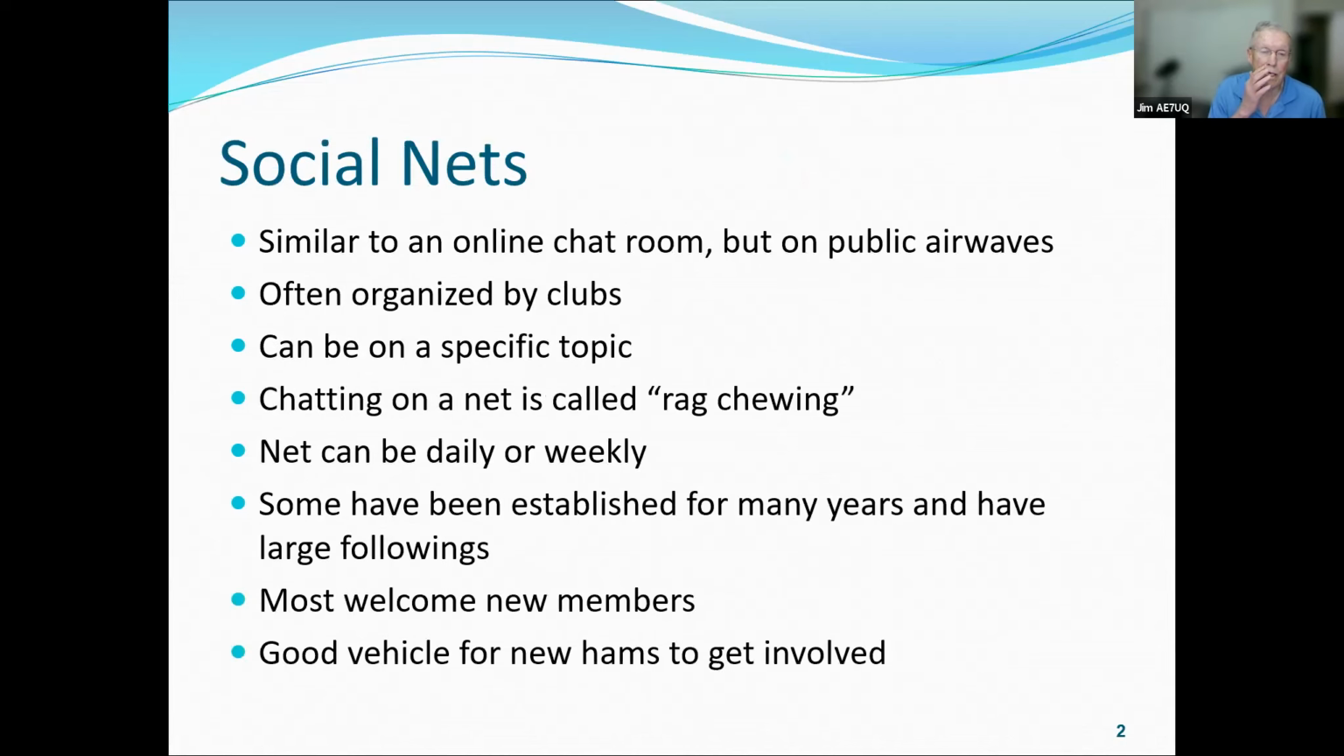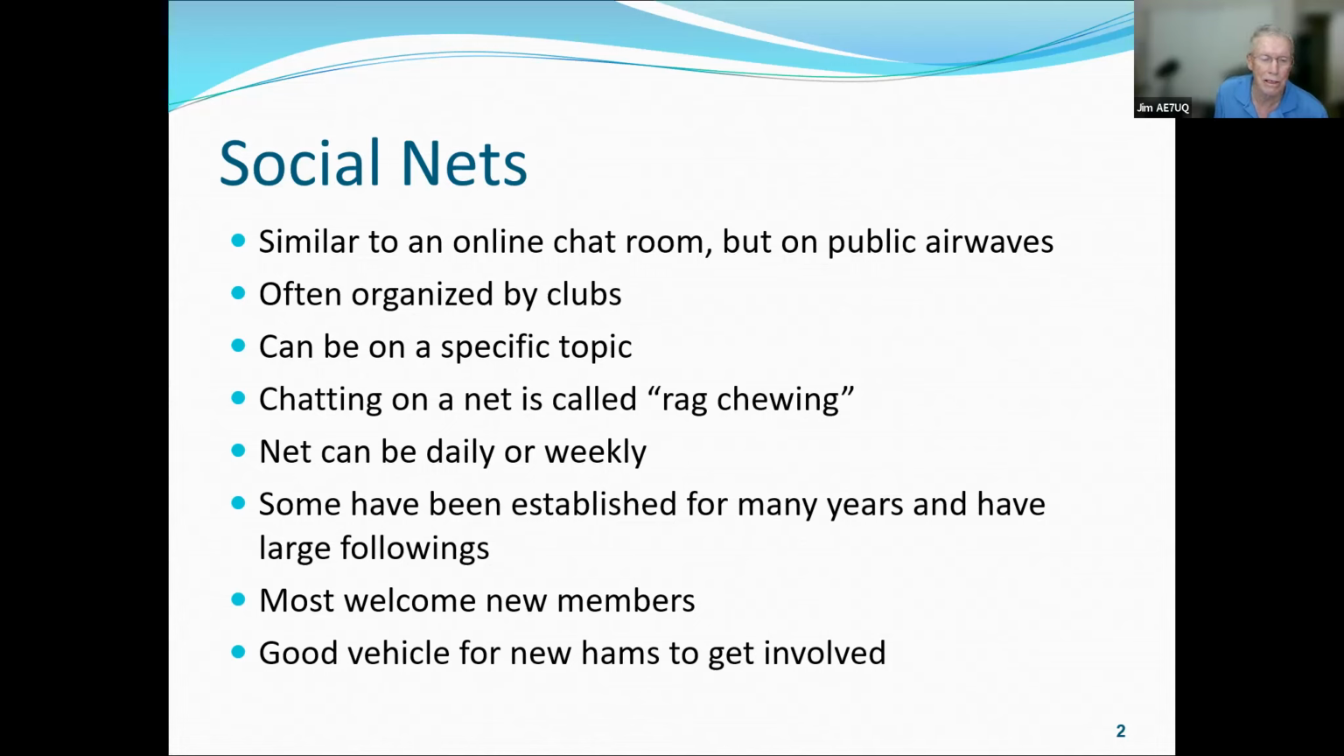So looking at social nets first, as I say, this is like an online chat room, but you're on the public airwaves. That's something to remember always when you're on amateur radio, it's a public airwaves. A lot of these nets are organized by clubs. They can be on a specific topic. Okay, on Thursday night, we're going to be talking about repeaters, or we're going to be talking about the next club meeting coming up. If you just get on to chat about things in general, it's called rag chewing.